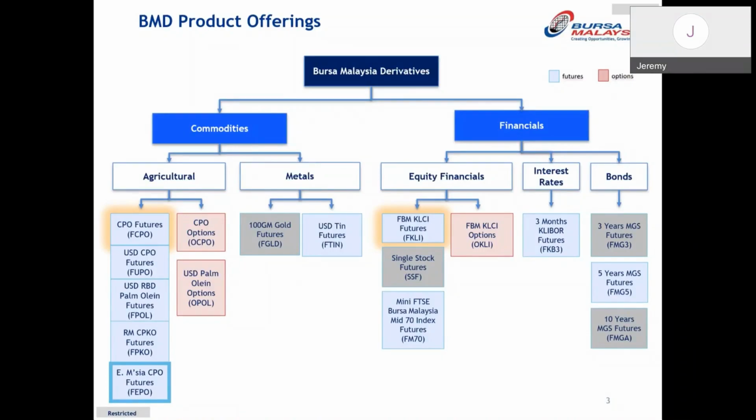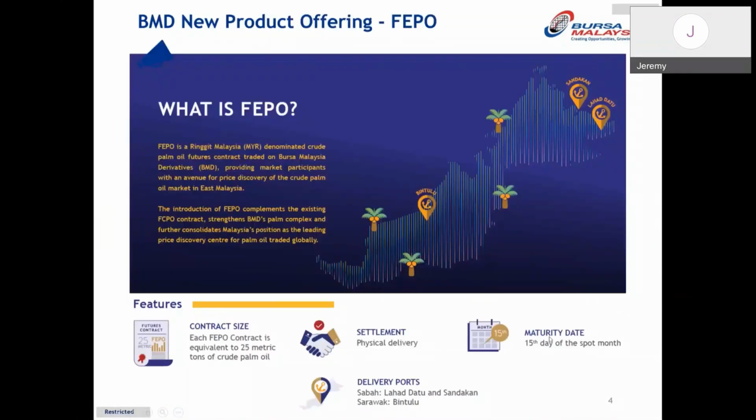Further down, I will explain why we are creating this contract and some of the reasons. So just for your knowledge, what is FEPO? FEPO is very similar to what we have for FCPO, the crude palm oil itself. Some of the basic knowledge you need to know is that FEPO is denominated in Ringgit Malaysia. It is traded on BMD, and it is an avenue for price discovery of crude palm oil in East Malaysia.